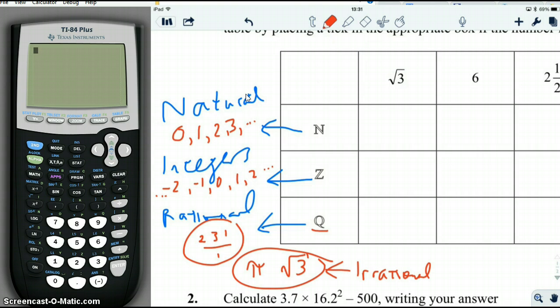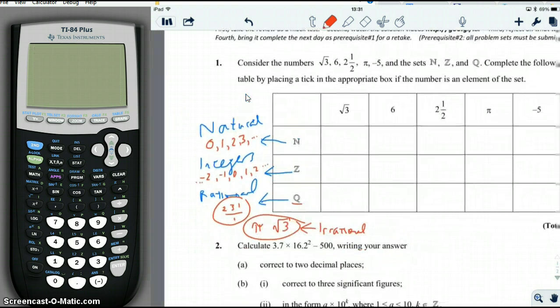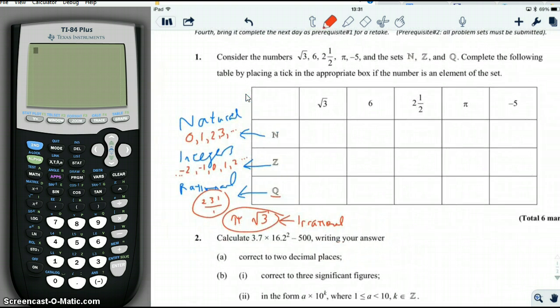Okay, that was our review. So now let's go ahead and see what's what. Well, we know that square root of 3 and pi are irrational numbers, so it's not natural, it's not an integer, and it's not a quotient or rational number. So these are all not in the sets.